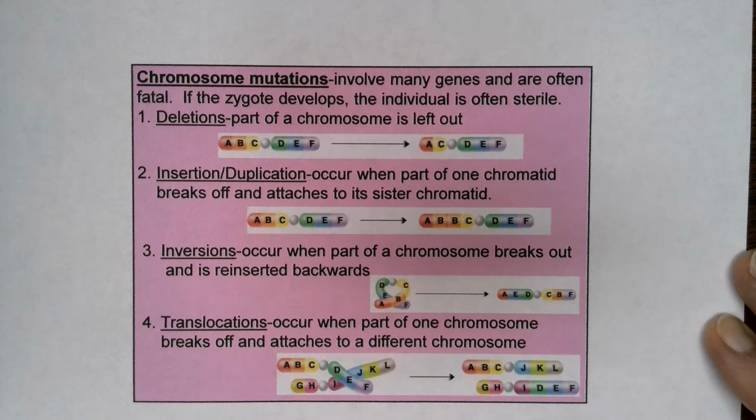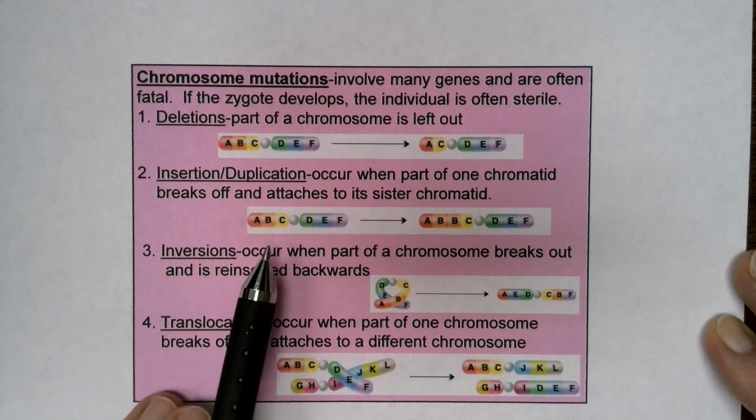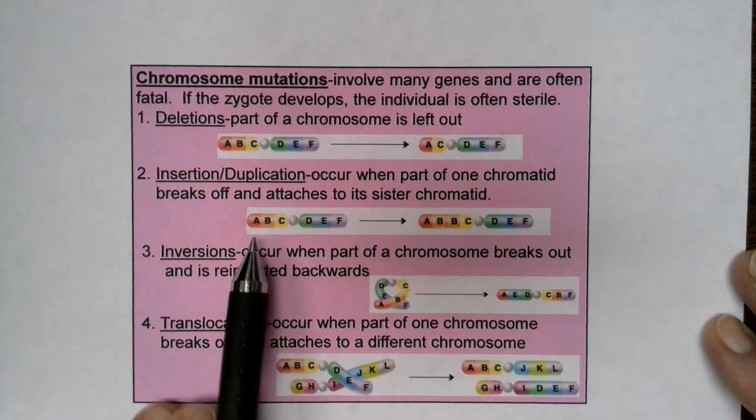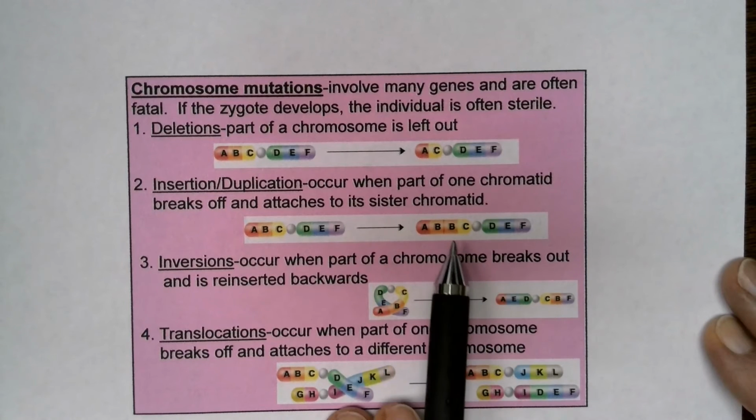Then an insertion or a duplication. This is where one part of a chromatid is going to break off and attach to its sister chromatid. So now we've got one chromatid here. Remember that there will be a second identical chromatid to make up a replicated chromosome. So that little B section has broken off and it's attached to the other sister chromatid.